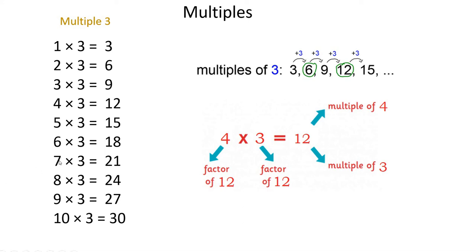The seventh multiple of 3 is 21. The eighth multiple, so when I say the eighth multiple of 3, that means 8 times 3. 9 times 3 is the ninth multiple of 3. 2 times 3 is the second multiple of 3. 4 times 3 is the fourth multiple of 3. Okay, so get ready for any question about these in a different way.